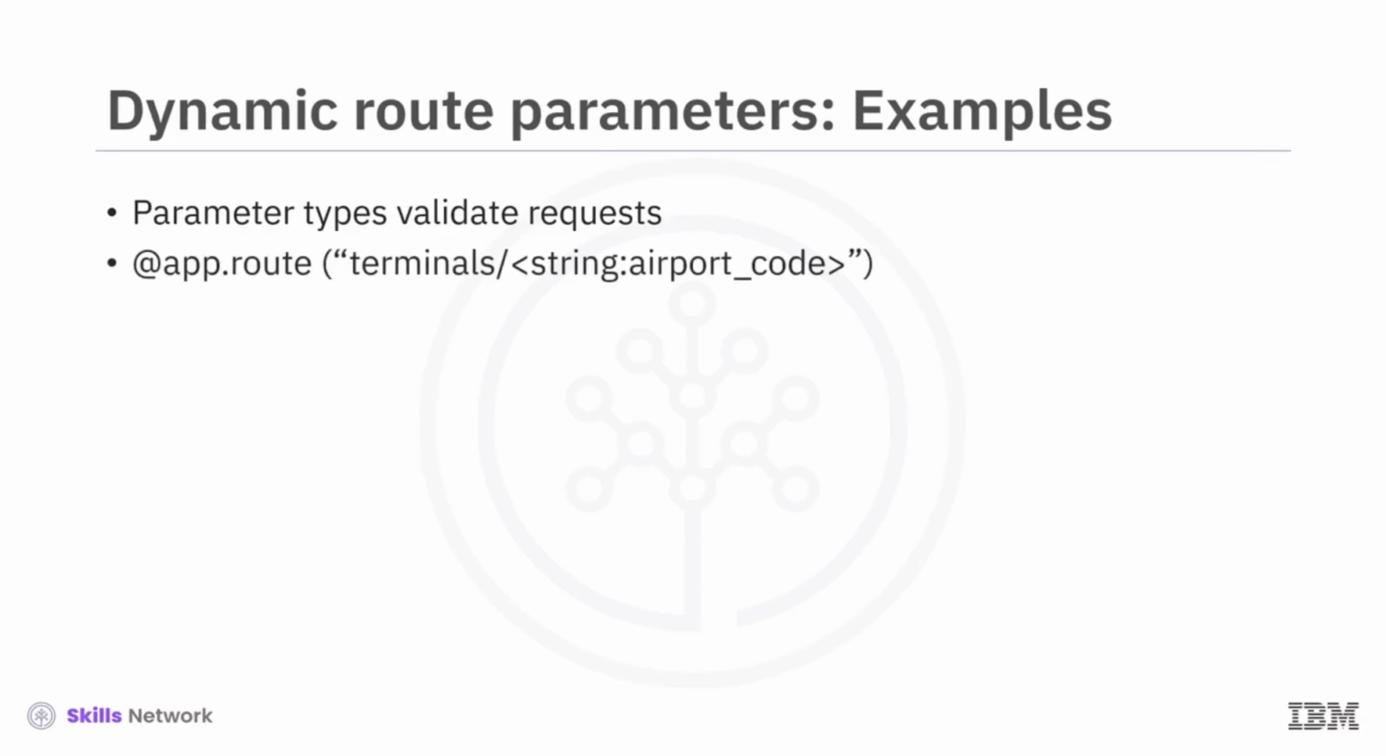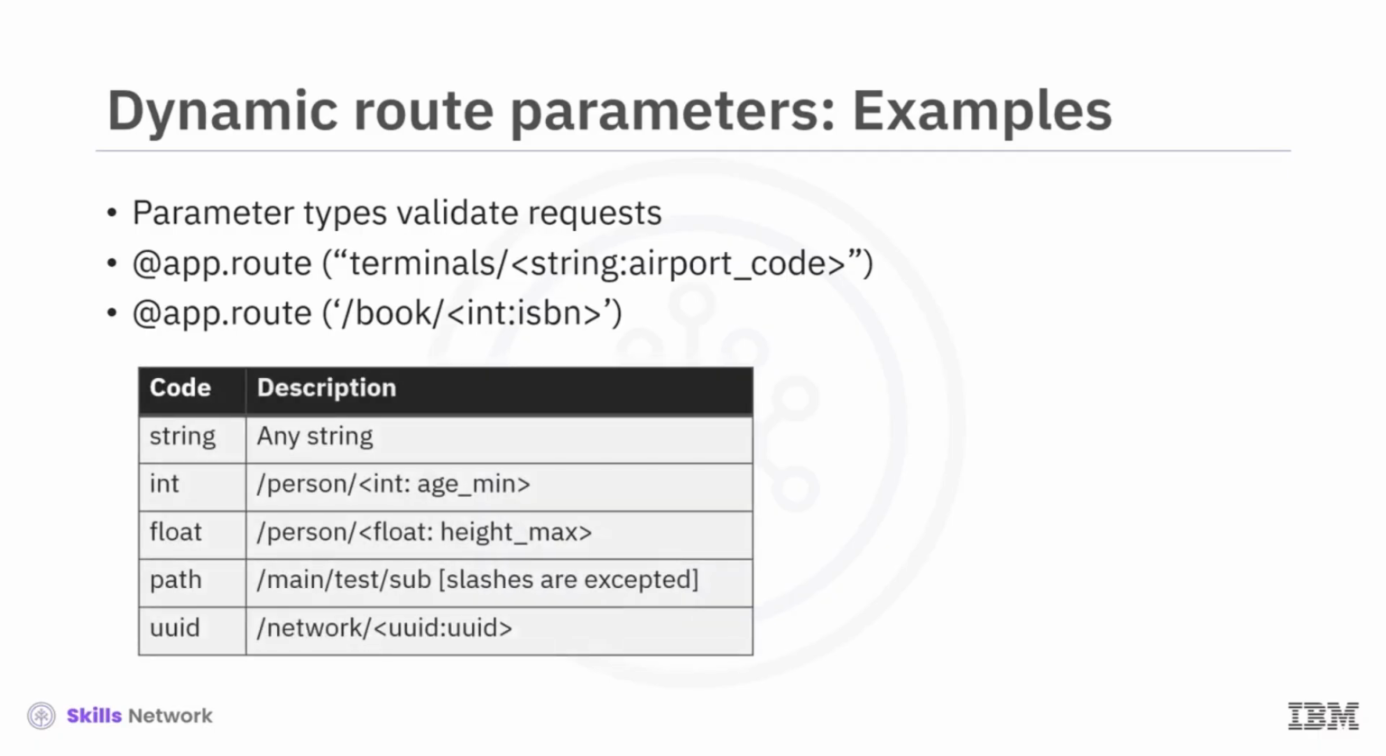For example, you can create an endpoint of terminals and SFO to get the number of terminals at the San Francisco airport. This route decorator triggers if the user sends a string at the end of the URL. Similarly, in the previous example, you can give ISBN to be a number. Here are some other examples of parameter types in Flask.